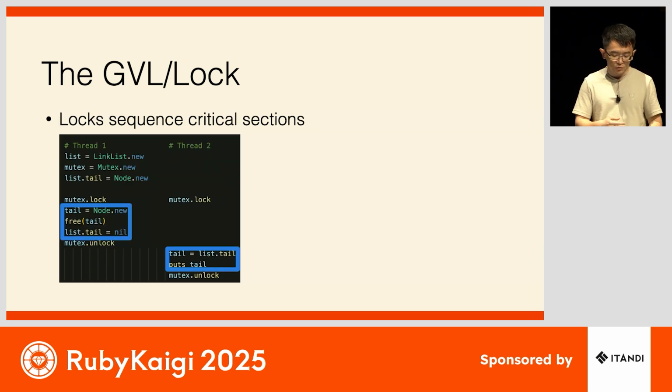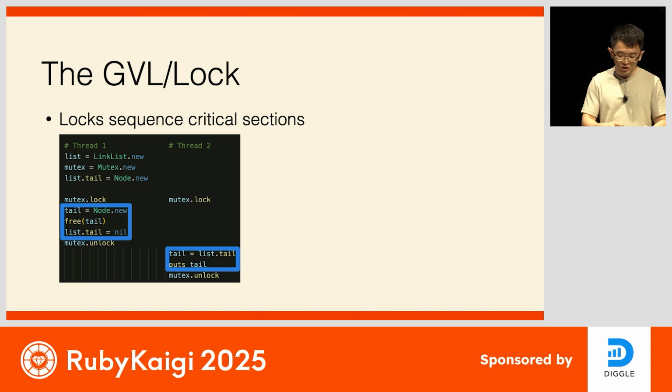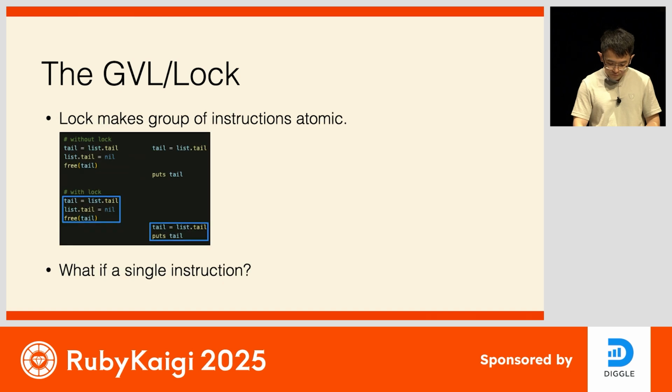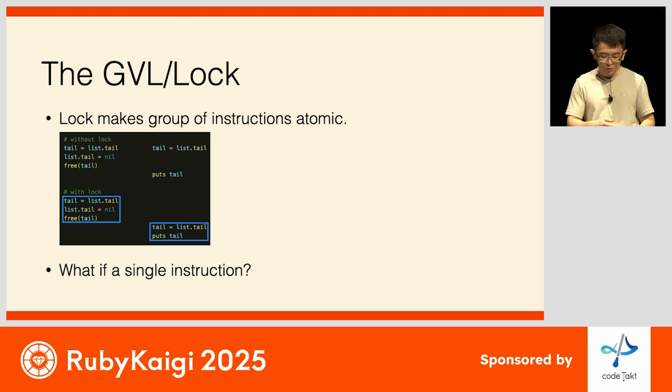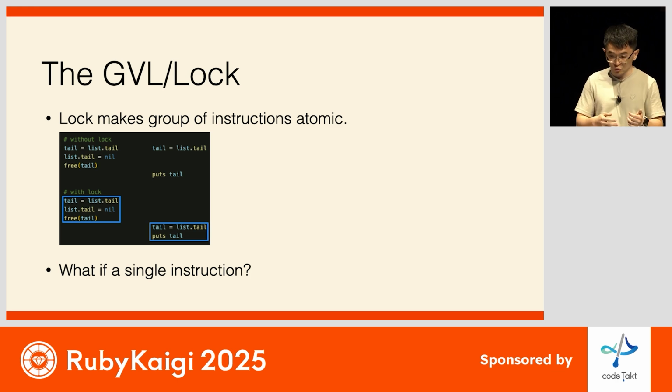To solve this, people generally use a lock. You see, the lock groups things together and sequences critical sections. That means the sections can't happen at the same time, so there's no such issue. If we look at it closely, we can find that one job of the lock is to group several instructions and make them a whole unit. It's atomic. But here my question is, what if we only need one single instruction? The instruction itself can guarantee atomicity. Do we still need the lock?